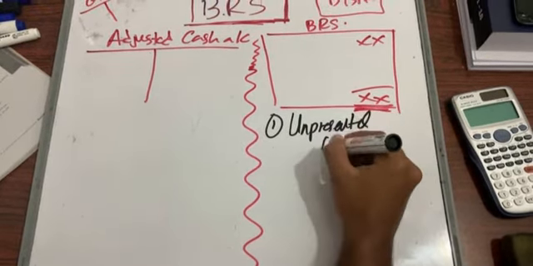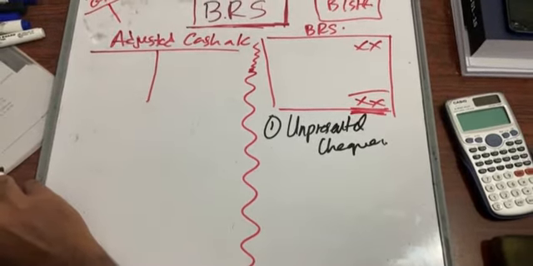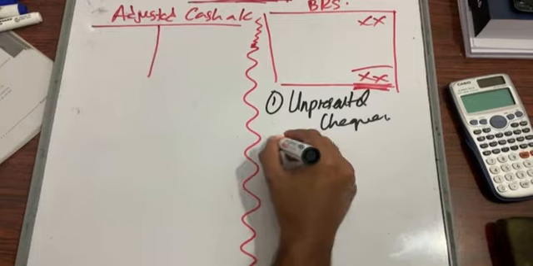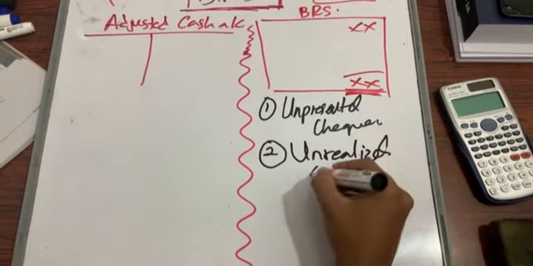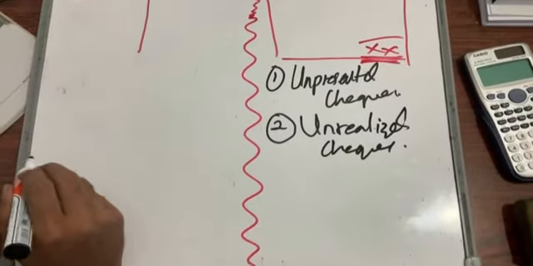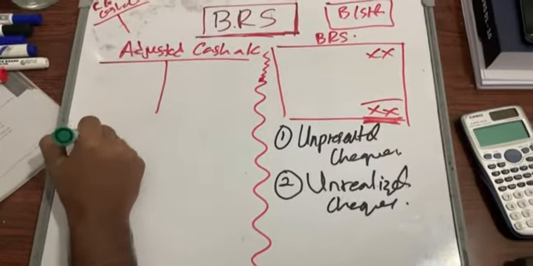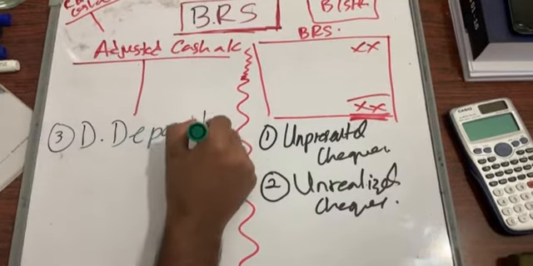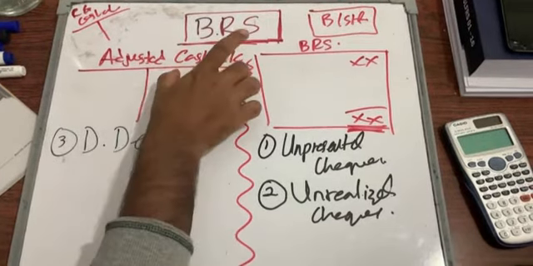Number 2, unrealized checks. Unrealized checks also should be taken to the bank reconciliation statement. Number 3, direct deposit. Direct deposit should be adjusted in the adjusted cash account.